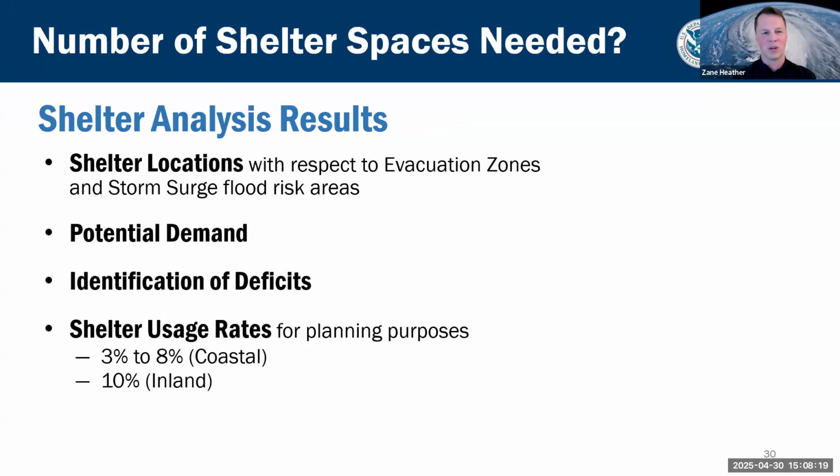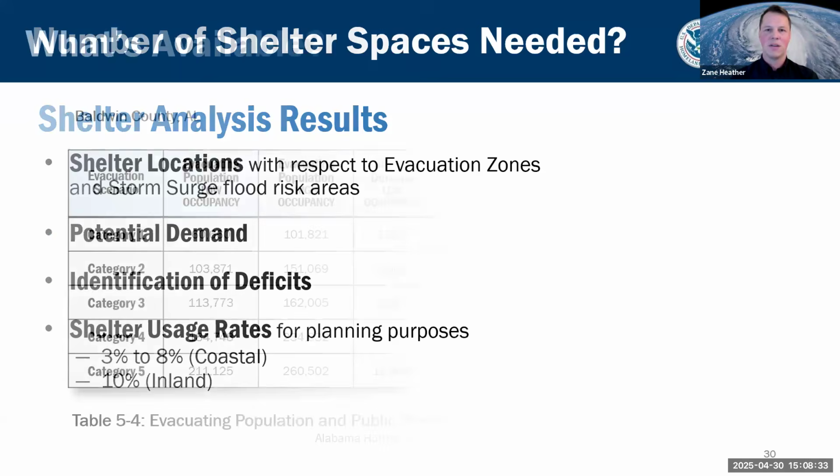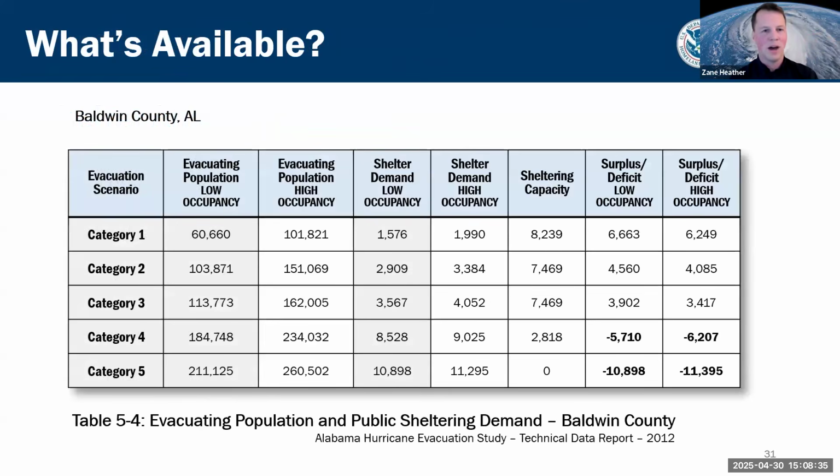Typically, what we've seen historically in hurricane evacuation studies, again, via the behavioral analysis and the shelter analysis, is that the planning assumptions used for shelter rates are between 3 and 8% for coastal jurisdictions and 10% for inland jurisdictions. This is a good example of a shelter supply and demand analysis. This was done for Baldwin County, Alabama, in their hurricane evacuation study.